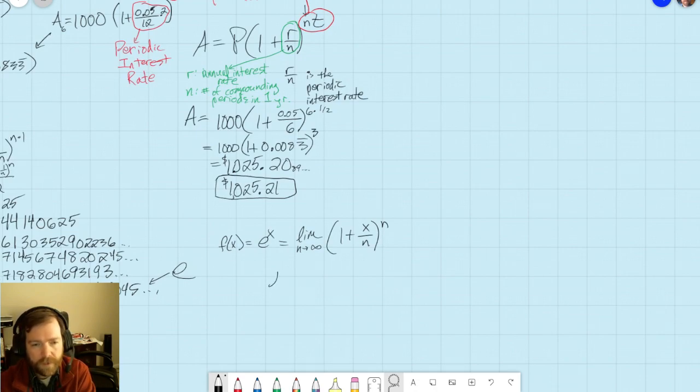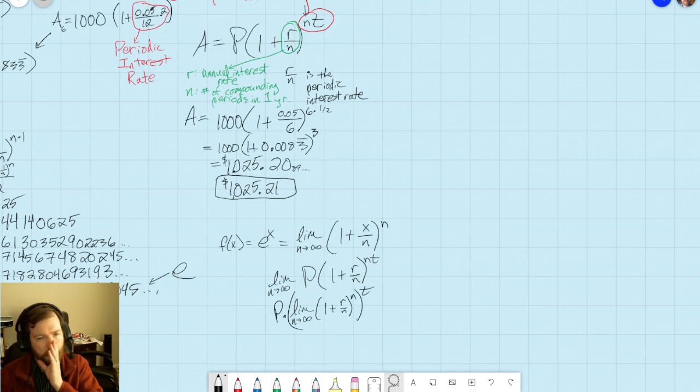Where we're saying, okay, take the limit as n goes to infinity of p times 1 plus r over n raised to the nt. Well, this is the same as p times the limit as n goes to infinity of 1 plus r over n raised to the n, all raised to the t. Because here t is a multiplier in our exponent. So you can take whatever it is that it's raising to a power, or whatever it's being multiplied to, you could take that as an inner exponential.